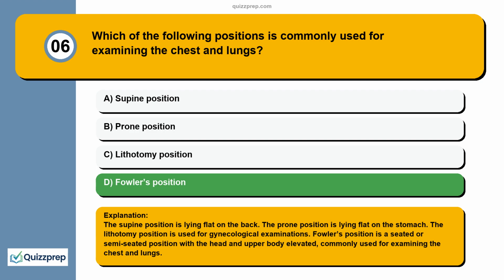The lithotomy position is used for gynecological examinations. Fowler's position is a seated or semi-seated position with the head and upper body elevated, commonly used for examining the chest and lungs.